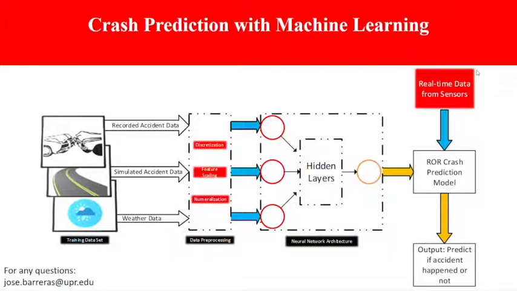Lastly, we have our runoff road prediction model, which will be fed the real-time data from the sensors, which will provide the vehicle's speed and the humidity of the environment that can be translated into the approximate coefficient of friction of the road. The output of the model will give us the probability that a runoff road accident happened.